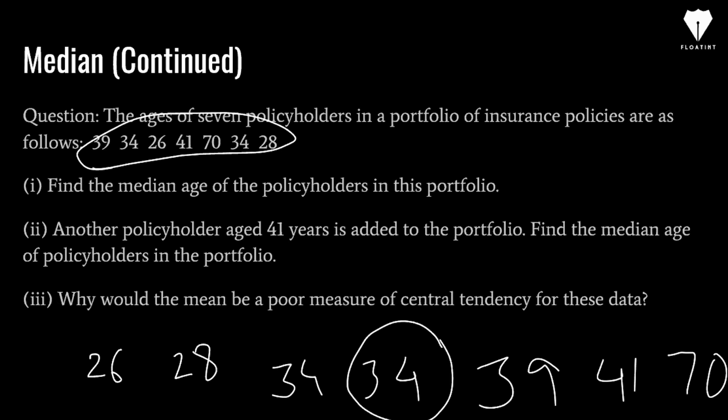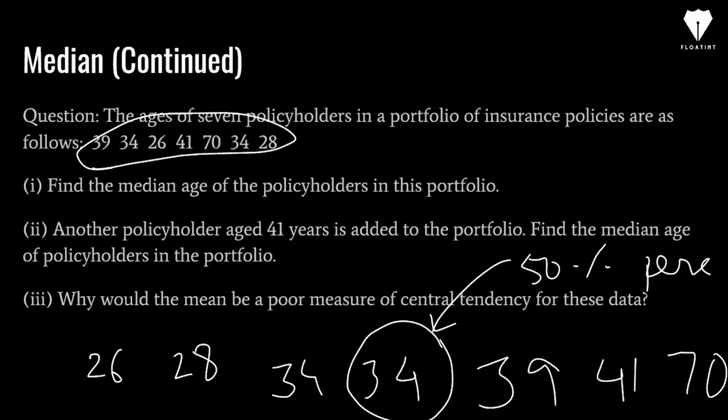The concept is that half of the numbers are below this number and half of the numbers are greater than this number. You can see 26, 28, 34 are below 34, and 39, 40, 41, and 70 are above this number. This is also called the 50th percentile, because 50% of the data lies below this number. This is very straightforward in case of an odd number of data points.